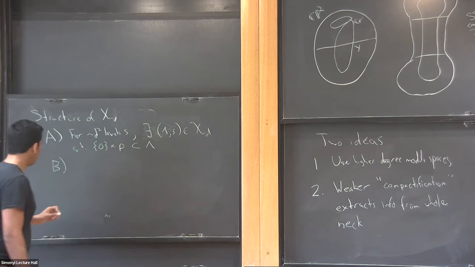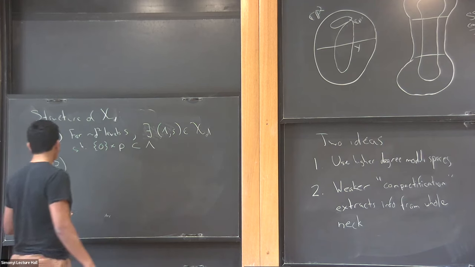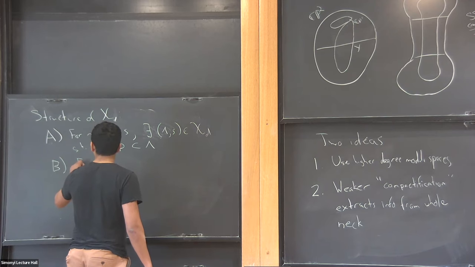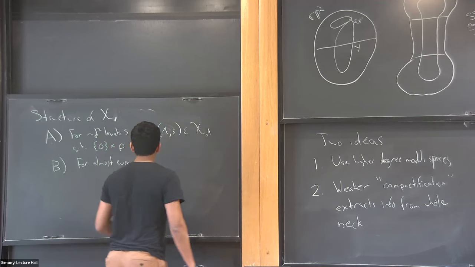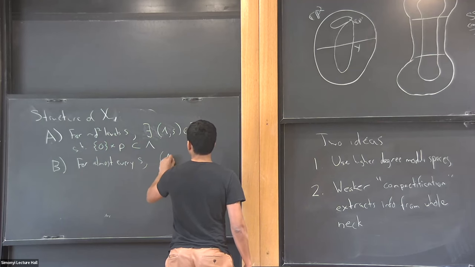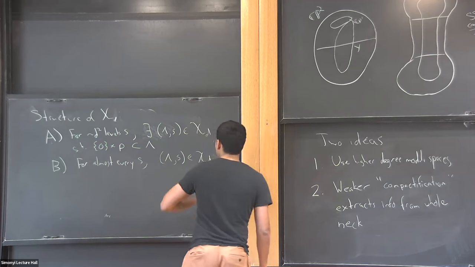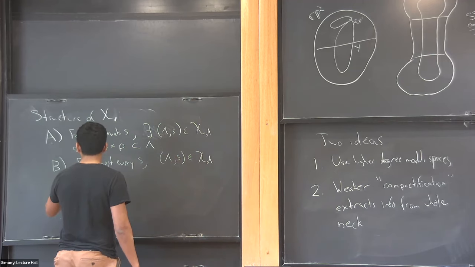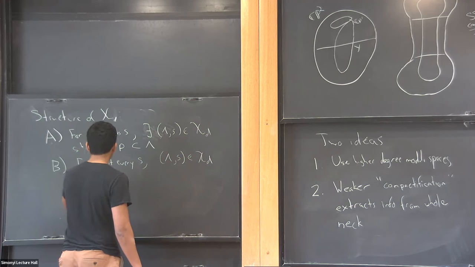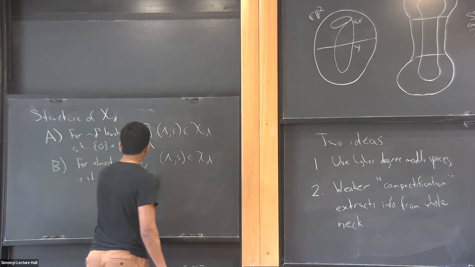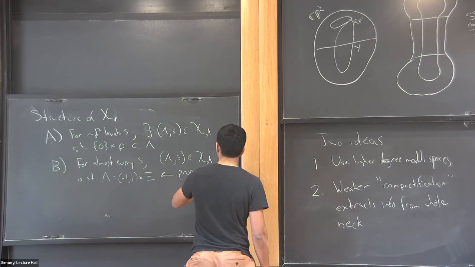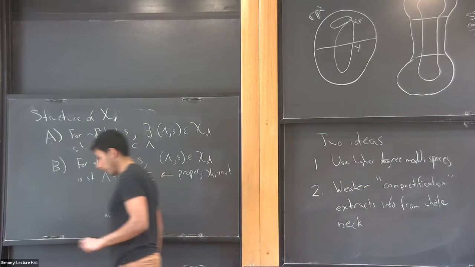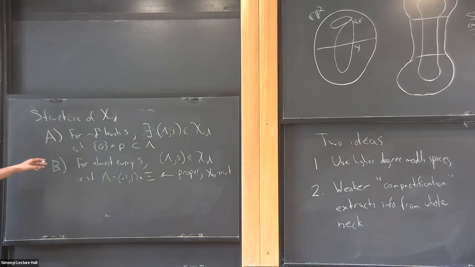The second structural property is maybe a little more interesting. It says for almost every S, every pair lambda s xd is such that lambda is equal to minus one one cross C, where C is a proper compact invariant set. So it turns out that for most levels S, all of these lambdas are actually going to be cylinders over proper compact invariant sets.